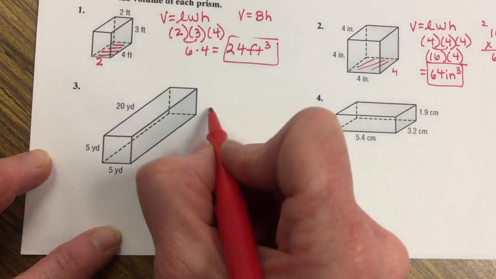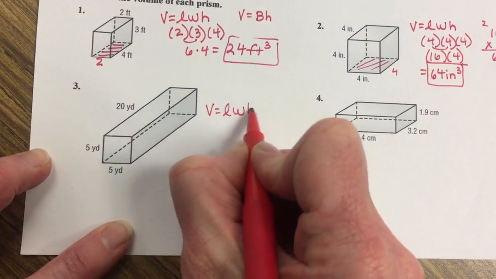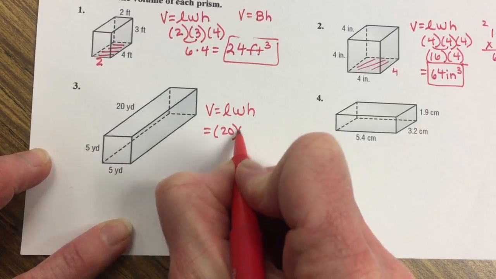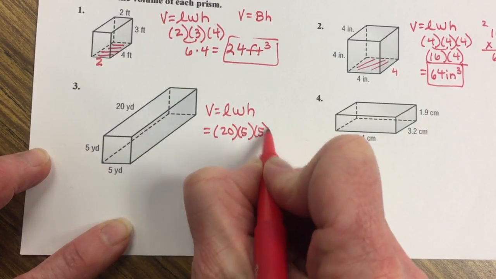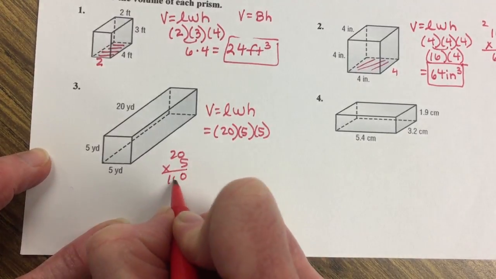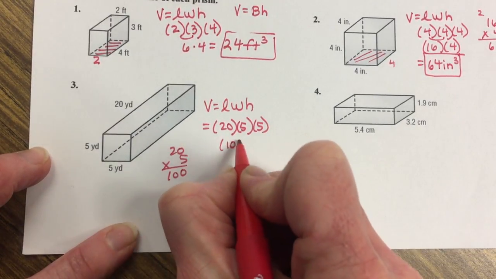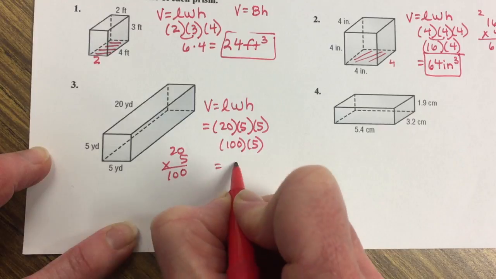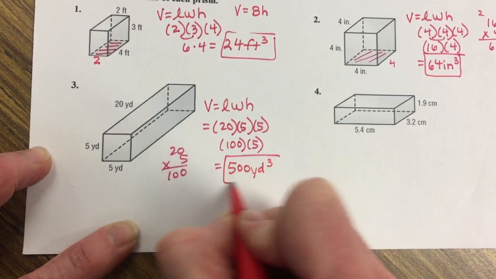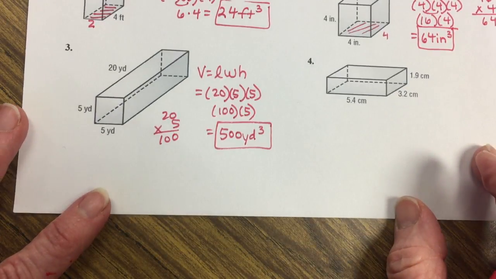Number 3, all right, volume is length times width times height. So again, multiplying 20 times 5 times 5. 20 times 5, if you're not sure what that is, multiply it. It's 100, and I still need to do 100 times 5, which would be 500. This is in cubic yards. So volume is equal to 500 cubic yards.